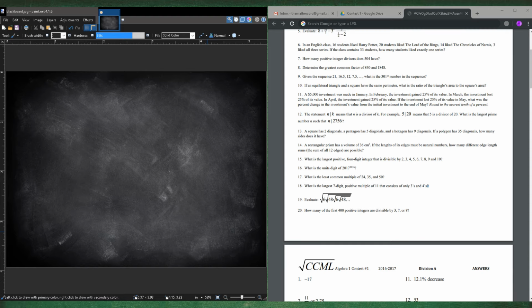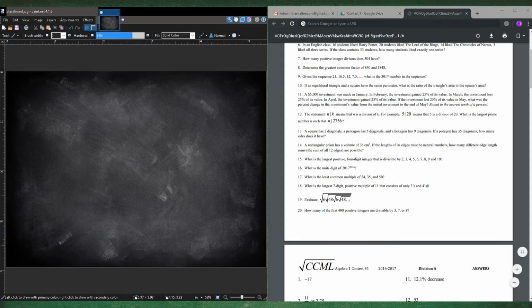Question 14. A rectangular prism has a volume of 36 centimeters cubed. If the lengths of the edges must be natural numbers, how many different edge length sums, the sum of all 12 edges, are possible? Since they're natural numbers, the length, width, and height have to be like 1, 2, 3, 4, 5, or something like that. So the volume is 36.